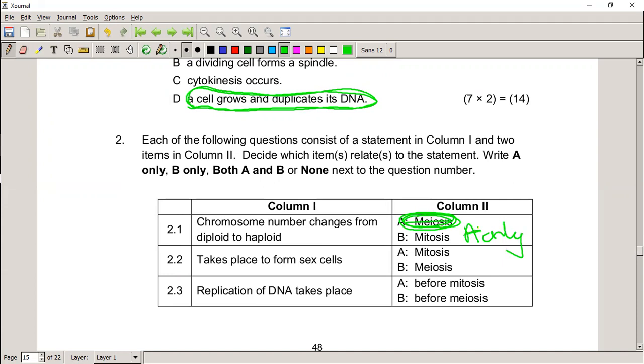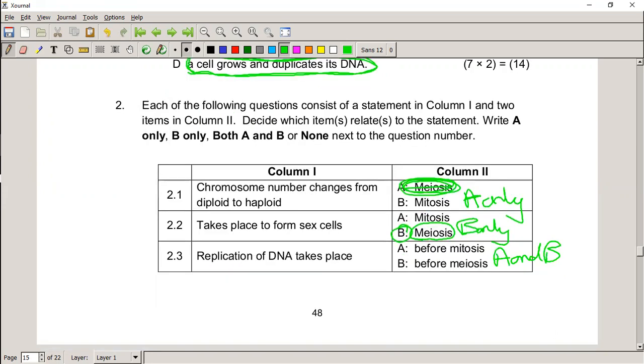Okay, so reduction division going from diploid to haploid takes place to form sex cells is B only in this case, which is meiosis. That's B only because I'm forming sex cells, sperm cells or egg cells. And then replication of DNA takes place before both. We need it to happen before both. So it's A and B. The correct way to write that is both A and B.